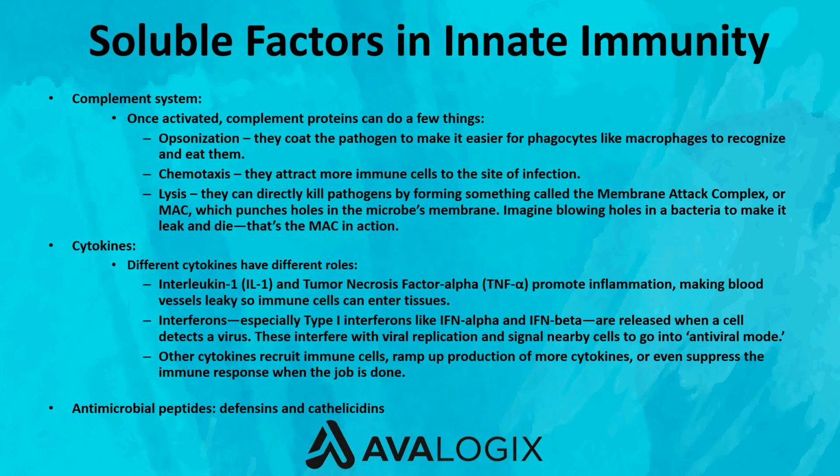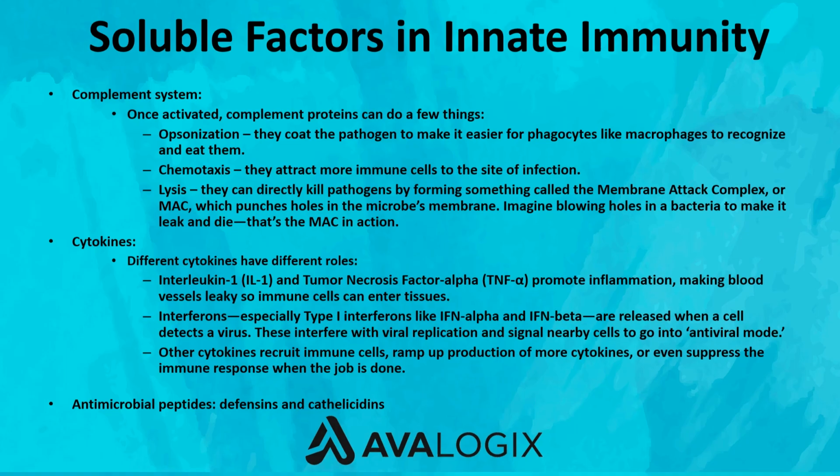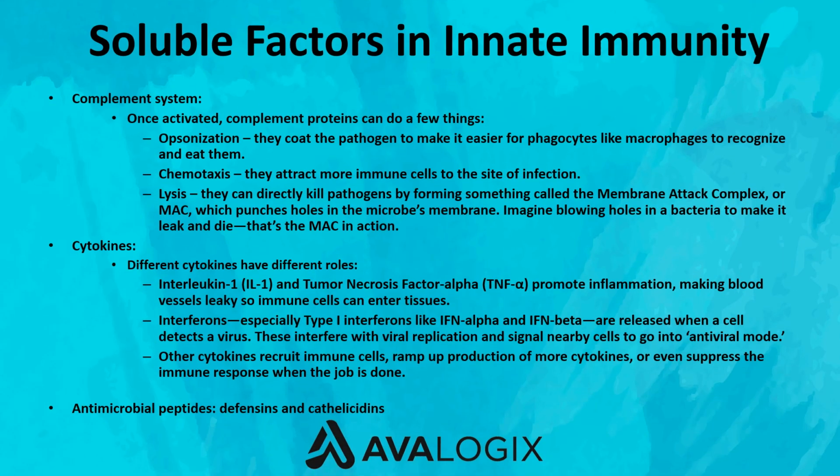Interferons, especially type 1 interferons like IFN-alpha and IFN-beta, are released when a cell detects a virus. These interfere with viral replication and signal nearby cells to go into antiviral mode. Other cytokines recruit immune cells, ramp up production of more cytokines, or even suppress the immune response when the job is done. Think of cytokines as command signals, telling immune cells when to activate, where to go, and how to respond.